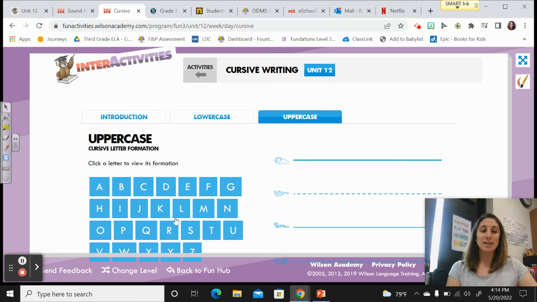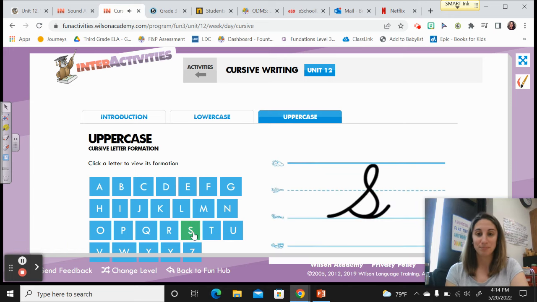All right, get ready to trace. Here is uppercase S. S is a grass line loop letter. It starts on the grass line. Point to the grass line. Curve up to the skyline. Loop back down across the plane line to the grass line. Curve back up to touch the line. Make a tail. All right, third grade.